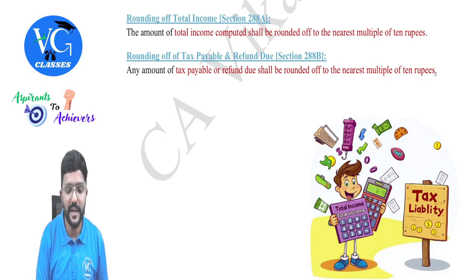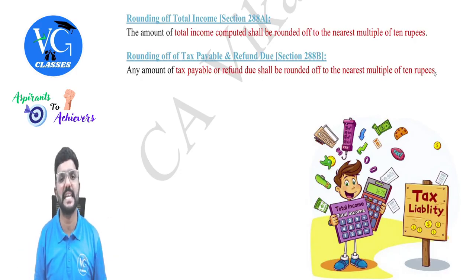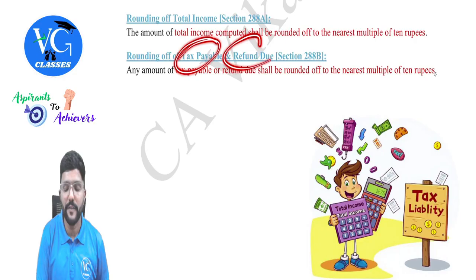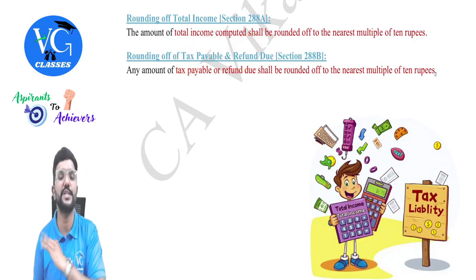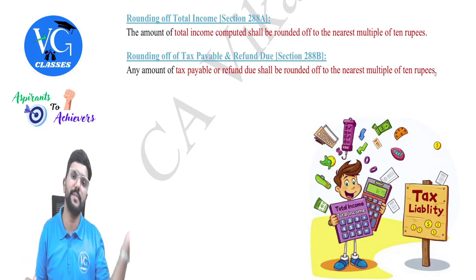Same way, the final tax payable, or if it is a refund, means if excess TDS is deducted or TCS is collected or advance tax is paid, the assessee will be eligible for a refund, right? Yes. So the final tax payable or refund due has to be rounded off to nearest 10 rupees as per section 288B, same rule, guys. 5 or more next 10, less than 5 previous 10.